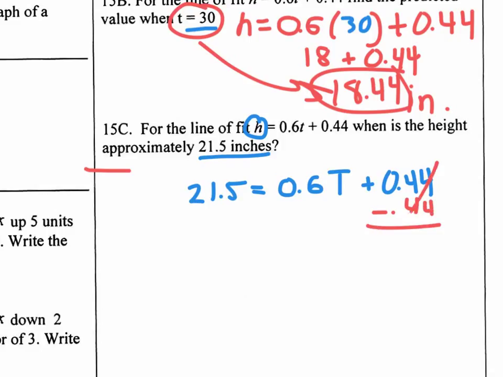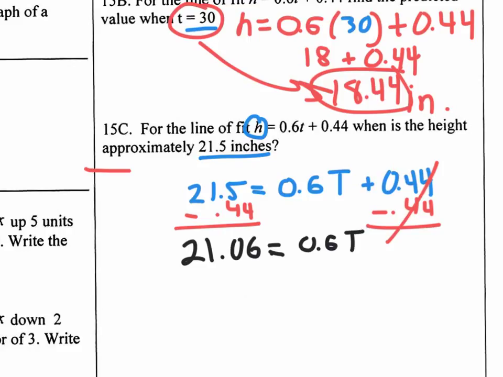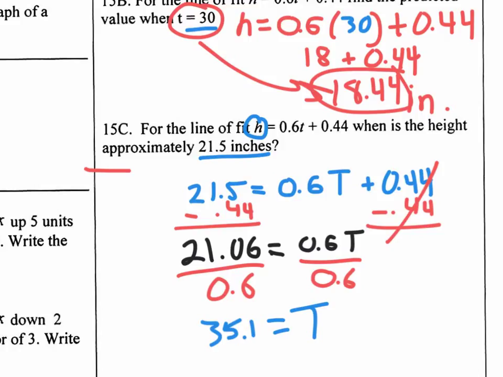Subtract 0.44 from both sides. 1.06 equals 0.6t. And of course, to get the t by itself, we're going to have to divide by 0.6 and divide this side by 0.6. And with the calculator, you should get t equals 35.1. So, of course, it takes a little bit more than 35 hours in order for that plant to grow to the height of 21.5 inches.